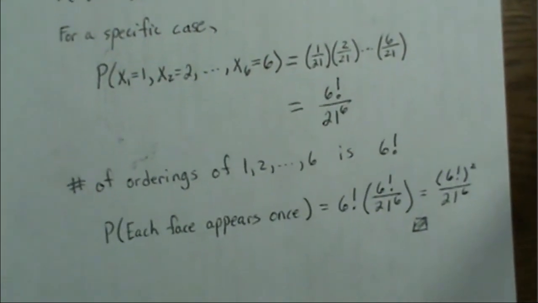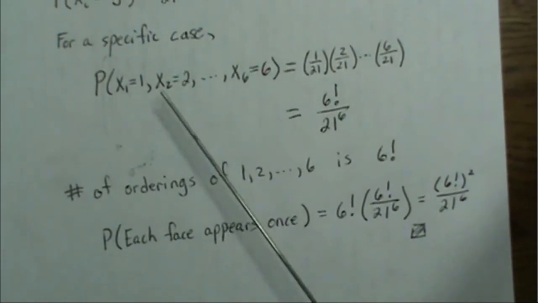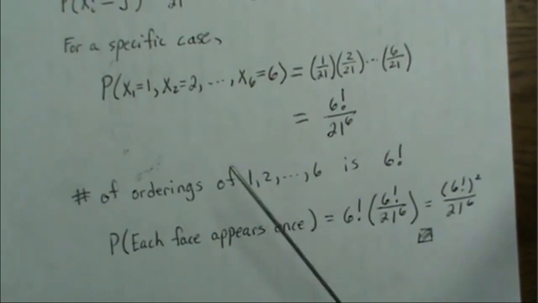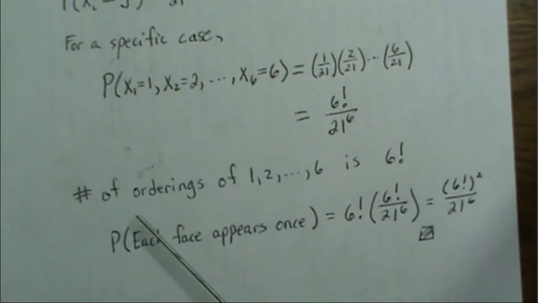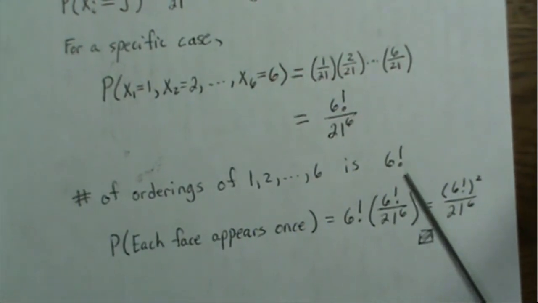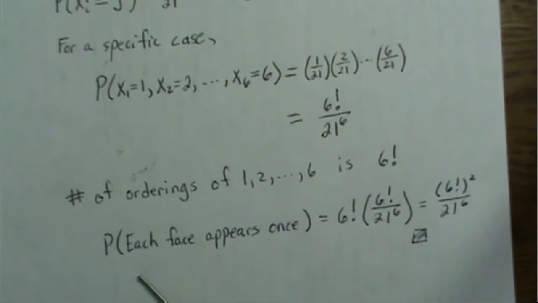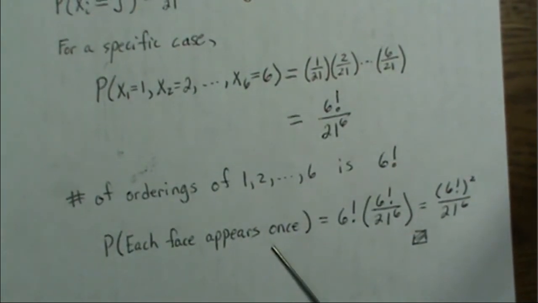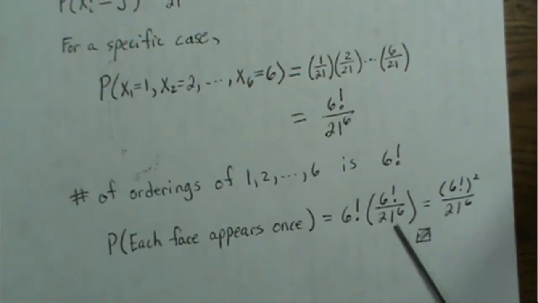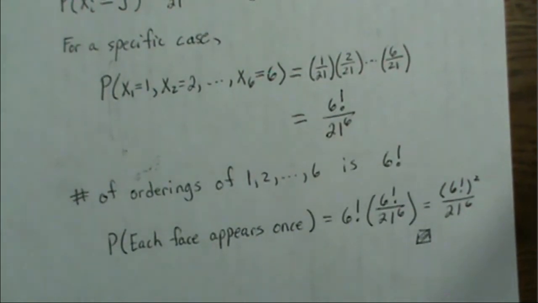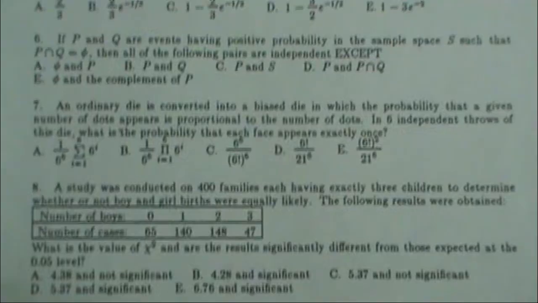So now, that is just one ordering of the possibilities 1 through 6. So how many ways can we reorder 1 through 6? Well, that's 6 factorial, and each of those has the same probability of appearing. So the probability that each face appears once is 6 factorial times the probability of any one of those events. So that's 6 factorial squared divided by 21 to the 6th.